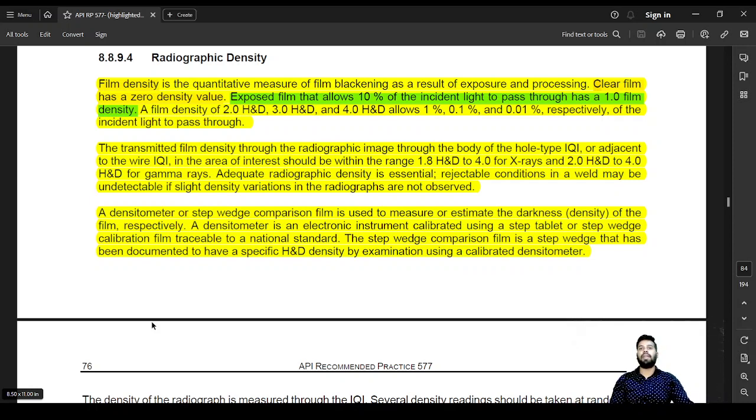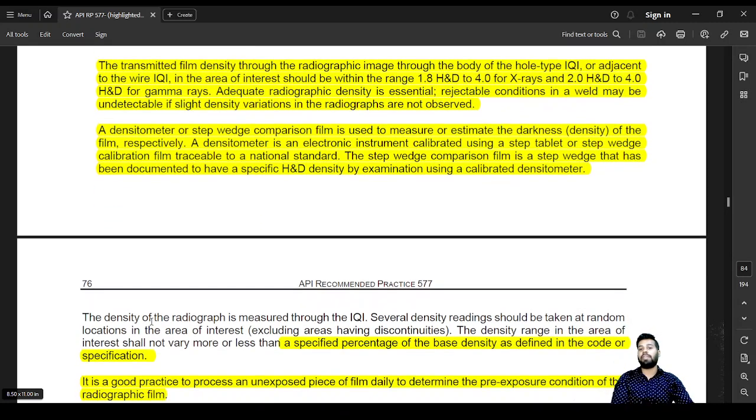ASME Section 5 tells us that whenever you are shooting a radiograph in the area of interest, you should have a minimum density of 1.8 if you are doing radiography with X-rays and a minimum density of 2 if you're doing radiography with gamma rays, and the maximum is 4 in both cases. Adequate radiograph density is essential. Rejectable indications in a weld may go undetected if slight density variations in the radiographs are not observed. A densitometer or a step wedge comparison is used to measure or estimate the darkness of the film respectively. A densitometer is electronic equipment calibrated using a step tablet or a step wedge calibration film traceable to the national standard.